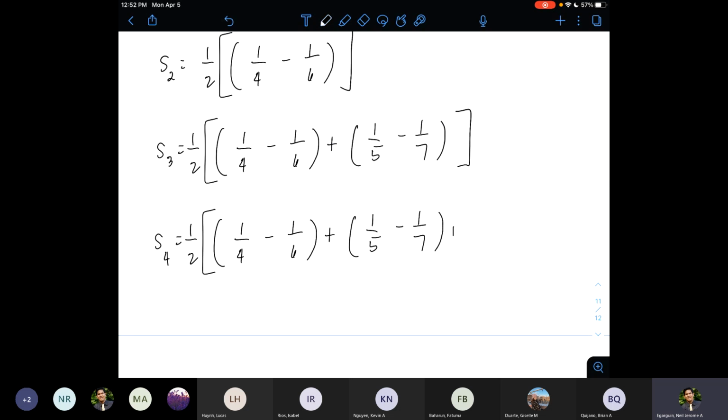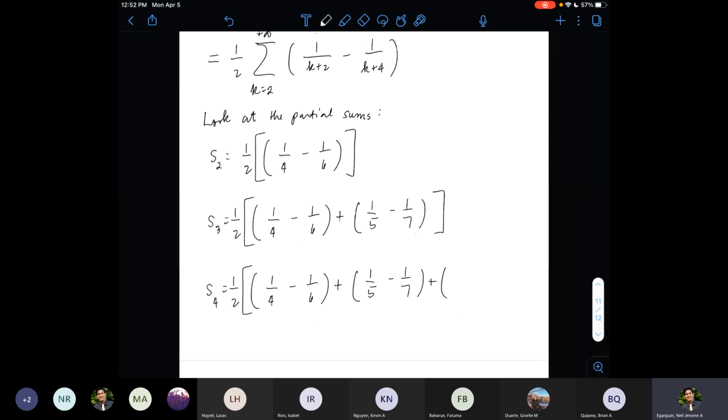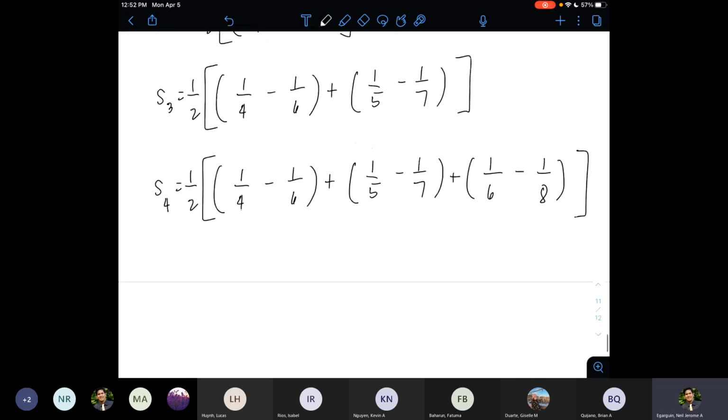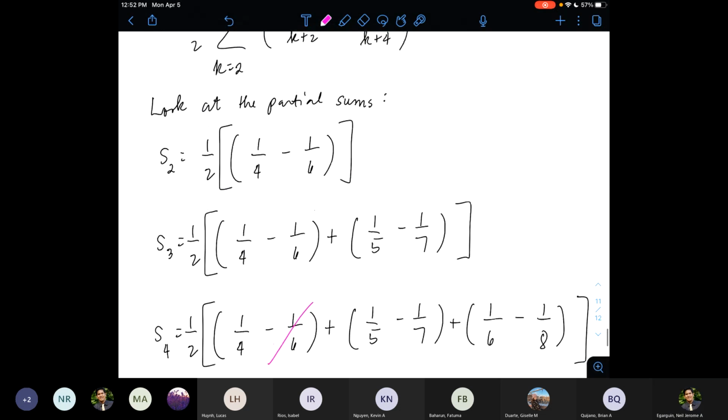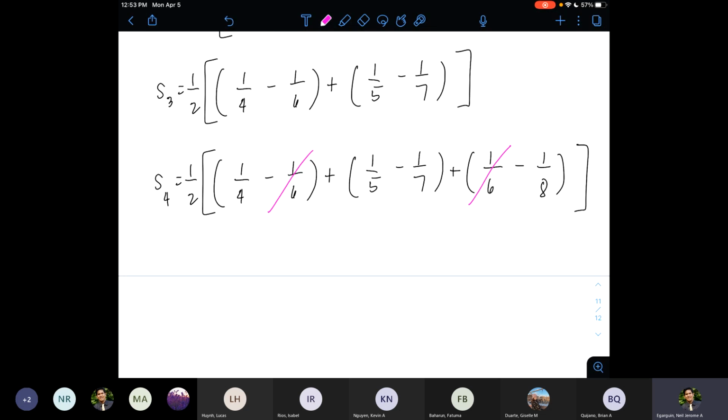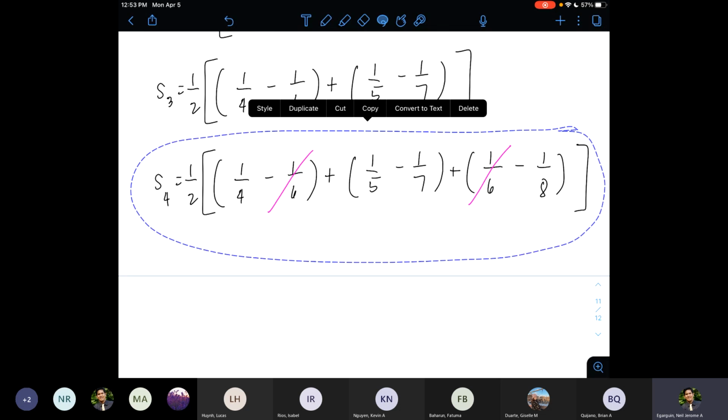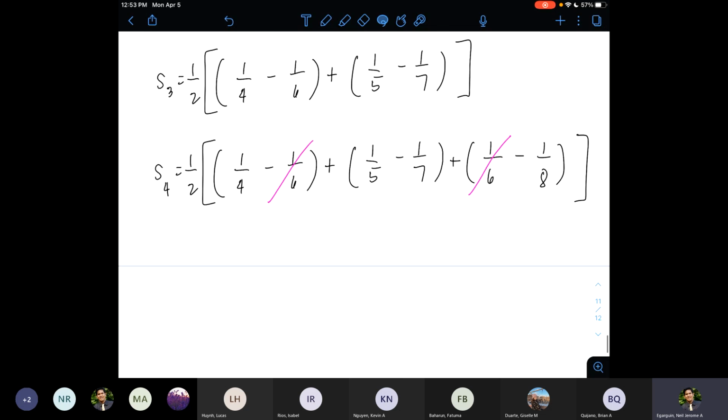Okay. I will add to this whatever I'll get if I plug in k equals 4. If I plug in k equals 4 here, I'll get 1/6 minus 1/8. And let's see if we get a pattern here. Well, here something starts to cancel each other out. So this 1/6 will be canceled by the 1/6 here. Okay. And then I don't think the pattern is clear yet, so let's carry on.